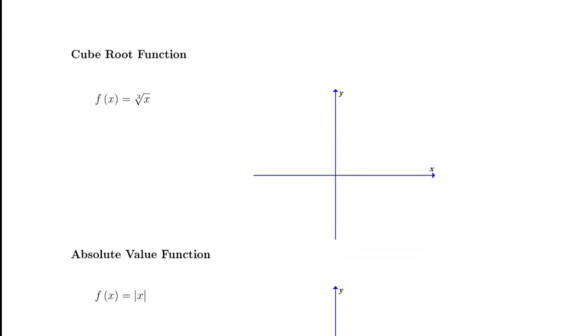How about the cube root function? Well, the cube root function looks like a twisted version of the cube function. So it is like this. And here, if I put in, say, 8, then I get 2. So there's the point 8, 2. That's just an example of a point on that graph.